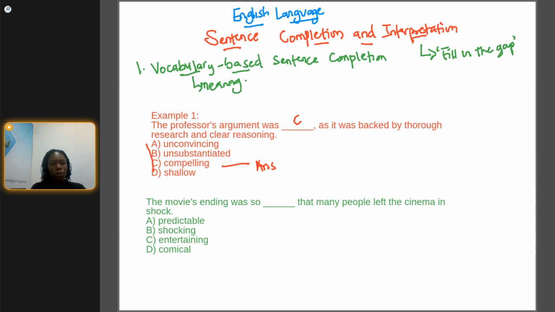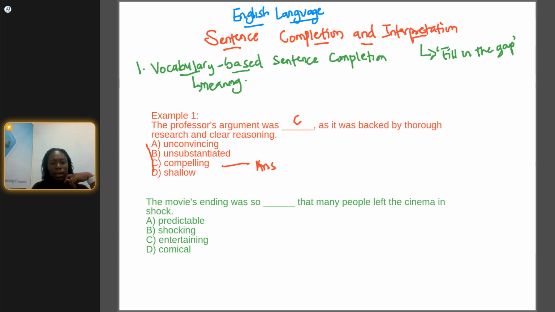We have four options. We have predictable, we have shocking, we have entertaining, we have comical. Now we need to fill in this space with the most appropriate option. To fill it in, we need to understand the meanings of these words, because we are dealing with vocabulary. You are tested on your knowledge of the meaning of the options, for you to know which one to put into the empty space.